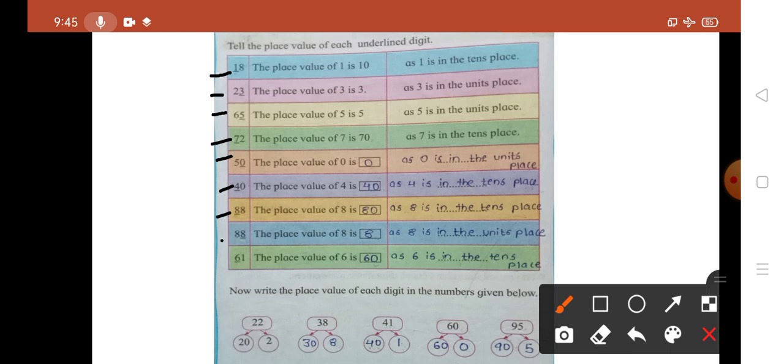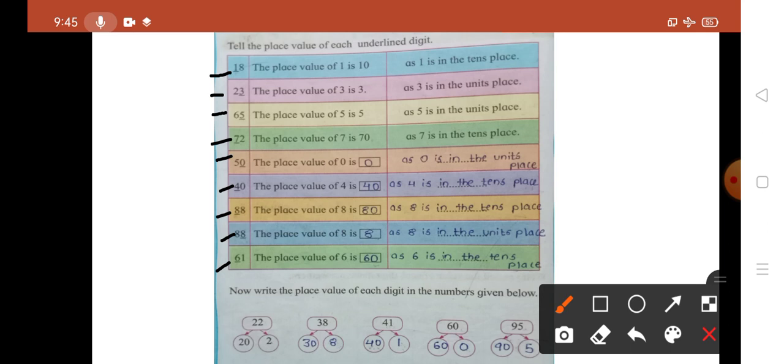Then again 88 and the underlined number is in units place, so its value is only 8, because it is in units place. Then 61. The underlined number is 6. The place value of 6 is 60 as 6 is in the tens place. Okay students, now see the last one.